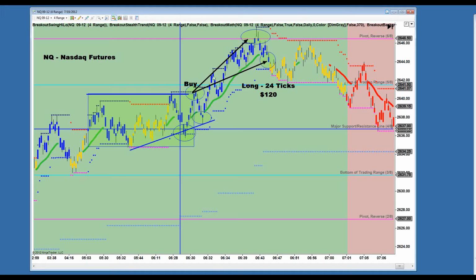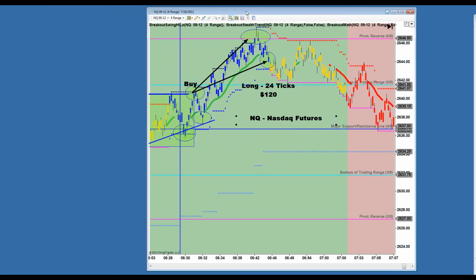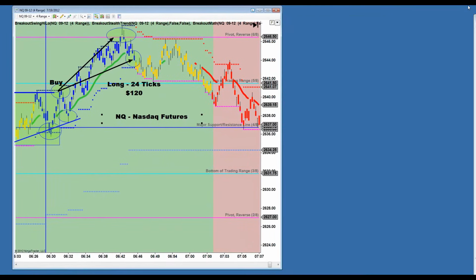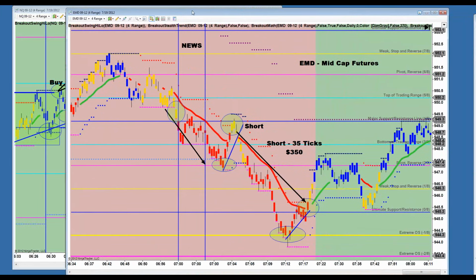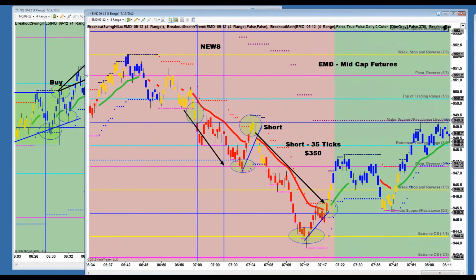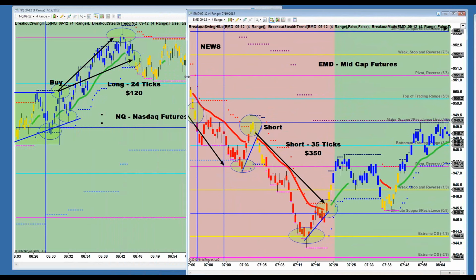I'm saying depending on where you got filled and you exited up here, it was worth between about 20 and 24 ticks, or about $100 to $120 per contract. So between the NASDAQ trade, about 120 bucks or so, and the EMD trade right here after the news, the short, it could have been a two and done morning for you.